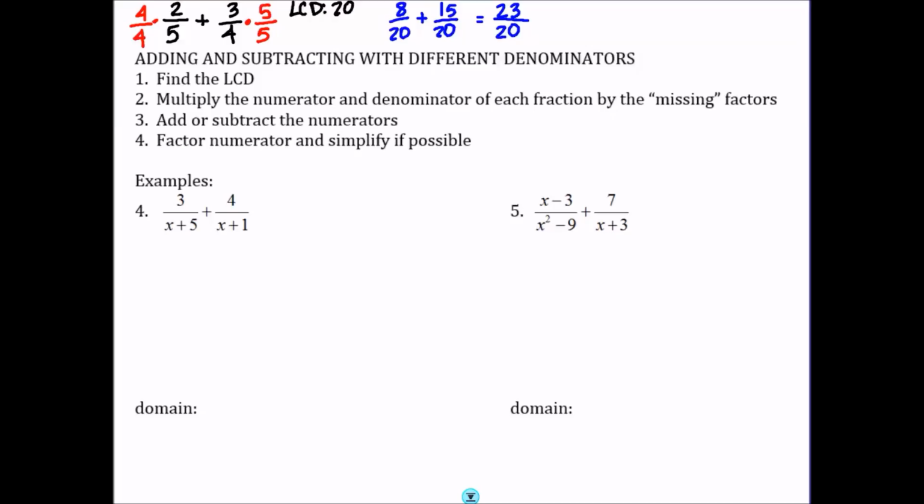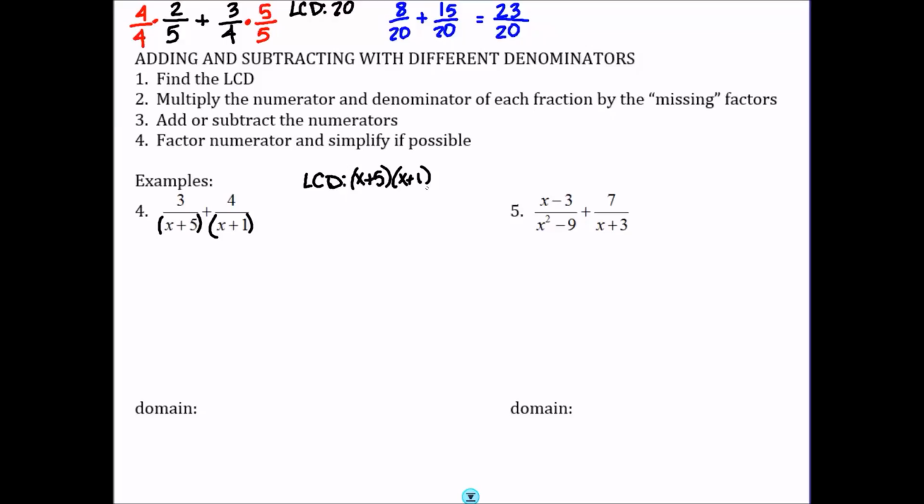Our first example is 3 over x plus 5 plus 4 over x plus 1. Our factors, when we're looking at the denominators, are x plus 5 and x plus 1. If we could factor either of these denominators more, we would need to do that. Now we need to go ahead and find our LCD. Our LCD is the smallest possible expression that has both x plus 5 and x plus 1 as its factors, which is just x plus 5 times x plus 1.